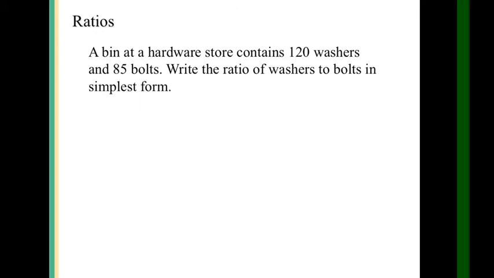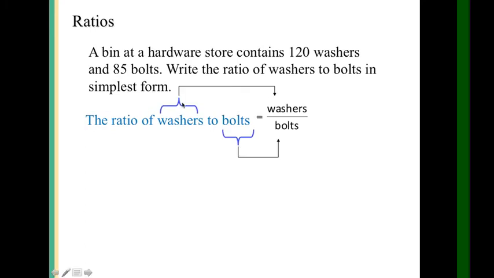A bin at a hardware store contains 120 washers and 85 bolts. Write the ratio of washers to bolts in simplest form. So, paano gawin yun? Ang condition is the ratio of washers to bolts. Okay? Which simplifies the ratio, washer to bolt means to say washers over bolts. The number of washers is 120 and the number of bolts is 85. So we will just write 120 over 85 and get the simplest form, which is 24 over 17.